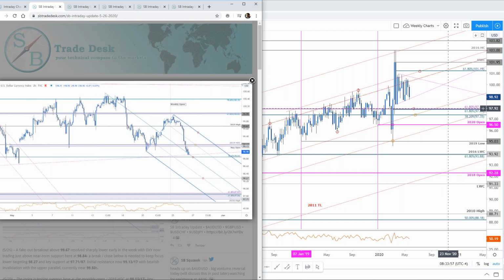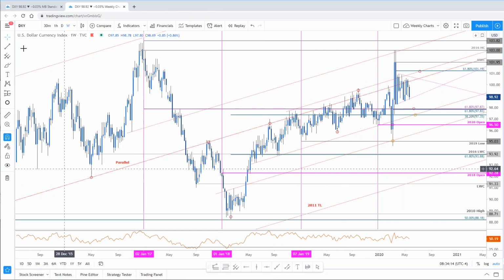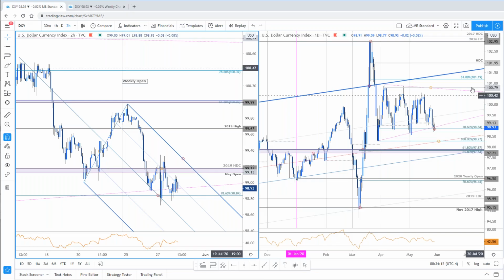But if we do see the downside break, and it's specifically the close, you're looking for a possible drop down towards 97.87, which is the 618 confluence right down here. So it's all about this zone right now. Momentum completely flatlining on a weekly basis. Here's what it looks like on the daily chart.